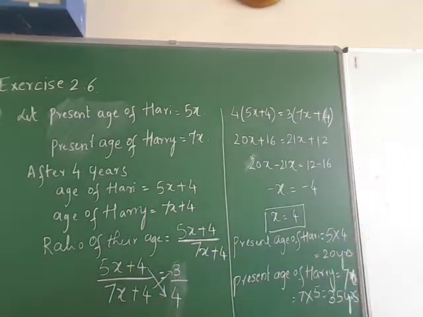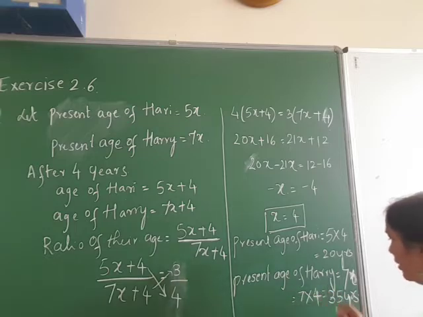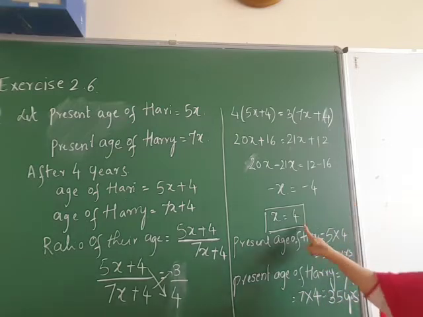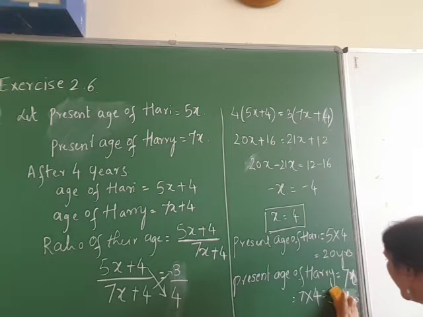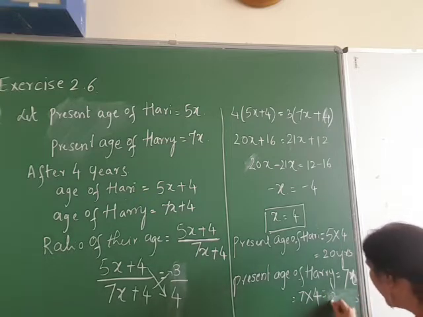Listen here. Here it is 7 into 4, not 7 into 5. Here x is 4, so 7 4s are 28. So here this is 28 years.